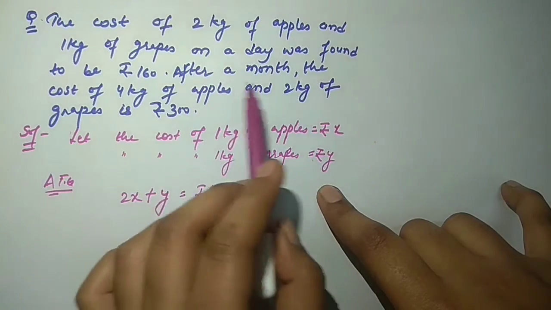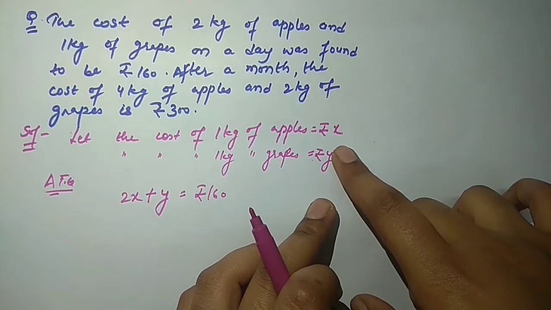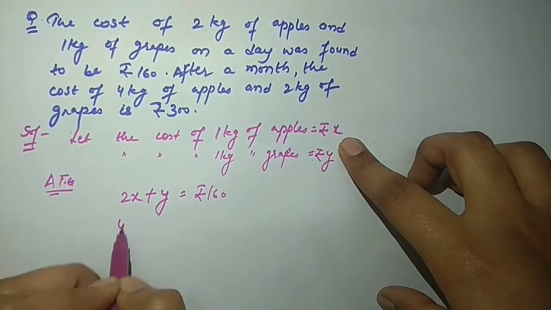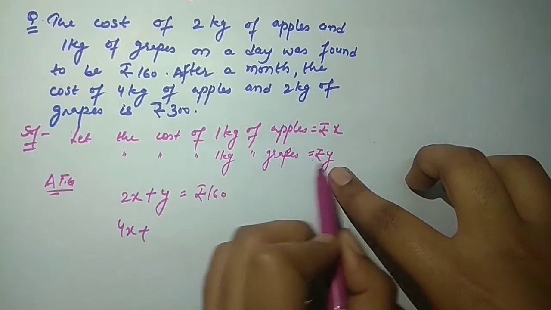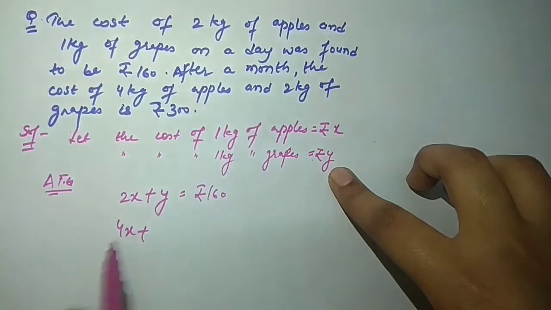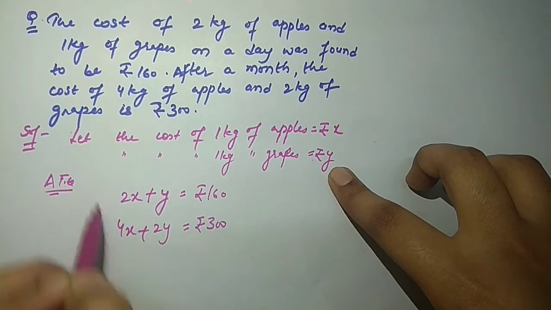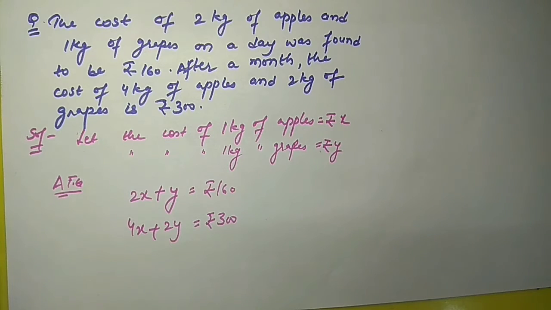Now next is, after a month, the cost of 4 kg of apples. 1 kg of apples costs rupees x, so 4 kg of apples will cost rupees 4 into x. We have 2 kg of grapes. 1 kg of grapes is rupees y, and for 2 kg we write 2y. That would be equal to rupees 300. So these are the equations. This is the algebraic representation. If we represent the situation in the form of equations, that is called the algebraic representation.